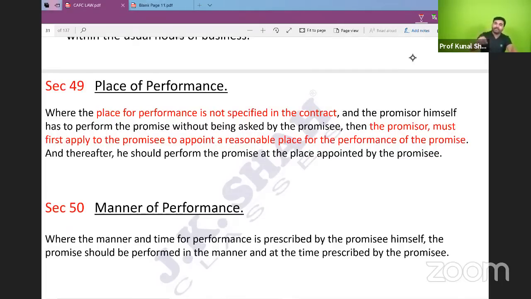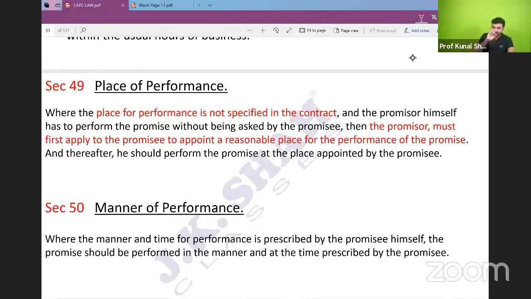If inside the contract it has been mentioned, the promisor will perform first, later the promisee will perform, then perform the contract as per the manner given. If inside the contract it has been specified, the performance will be given by promisee and later on by the promiser, then in that case, perform the contract as per the manner given. Let the promisee perform first and later the promiser performs.